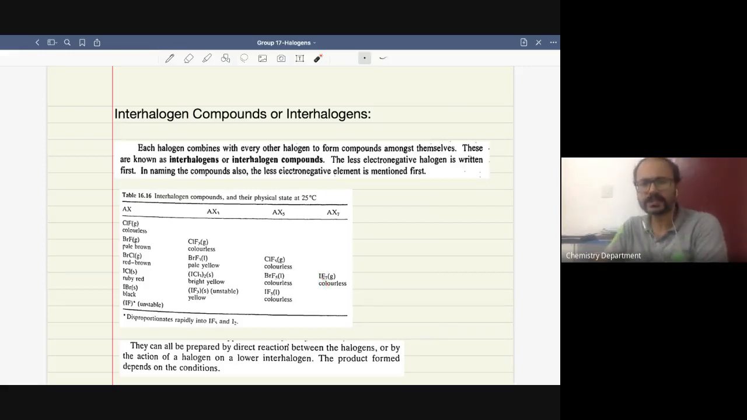So these are the various interhalogen compounds. In your syllabus, it is mentioned that for interhalogen compounds you basically have to study just the general preparation and properties. The study of individual members is not required, so I'm not doing that. I'll be discussing with you just the preparation and the general properties of the interhalogen compounds.